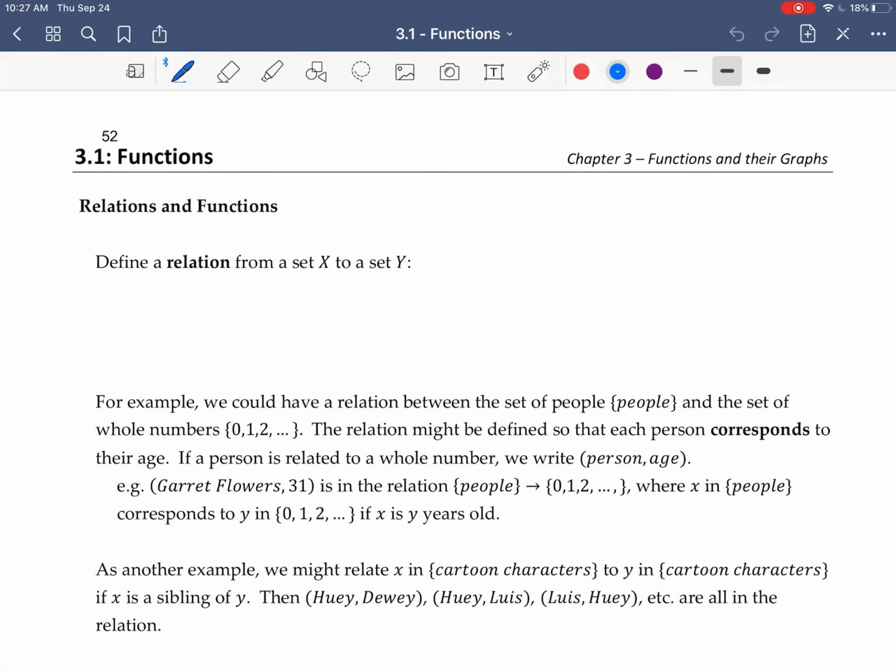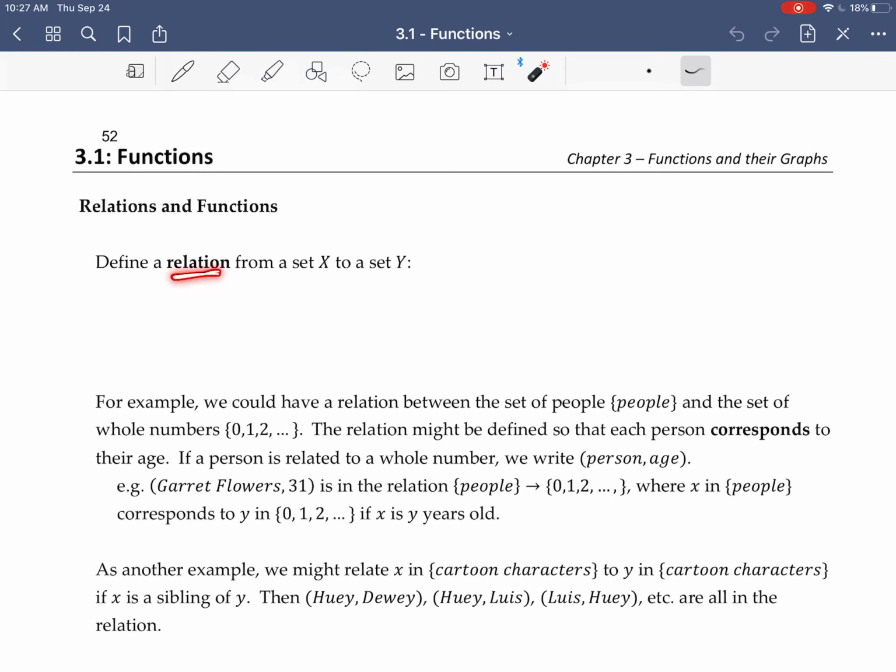In this video, we're going to talk about functions. We've probably used these words before. A lot of the equations we've worked with are functions. Some of them are not, however. But we're going to start off a little bit more generally and talk about relations.